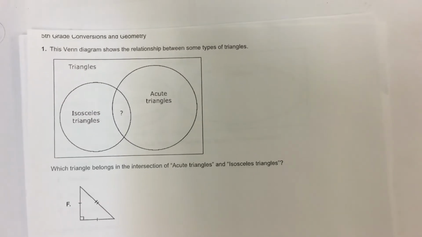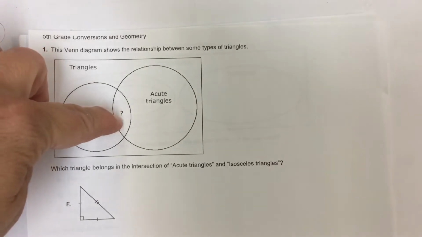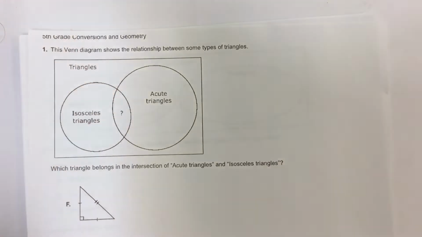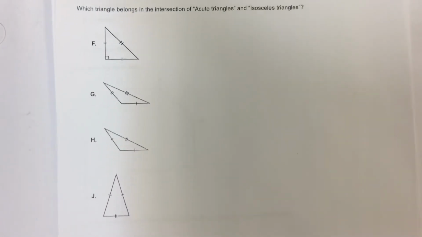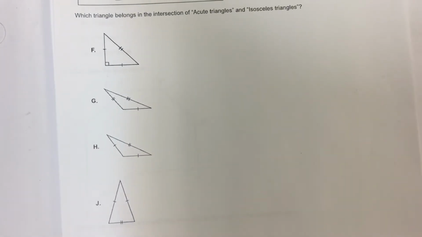Number 1. It says, this Venn diagram shows the relationship between some types of triangles. Which triangle belongs in the intersection of acute triangles and isosceles? So we're looking for what's going to go in the middle. All right, so look at your choices. It's got to be an isosceles and acute triangles.